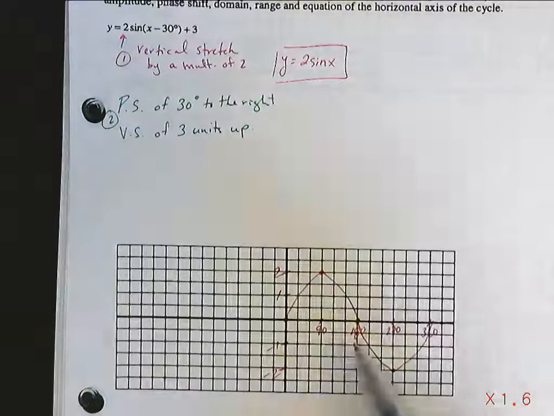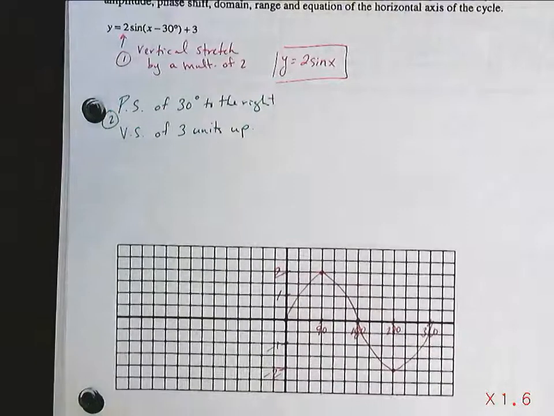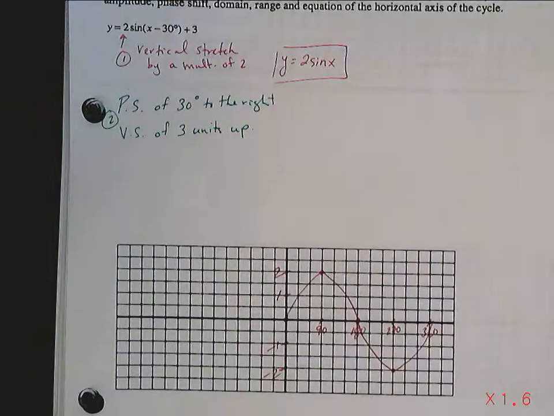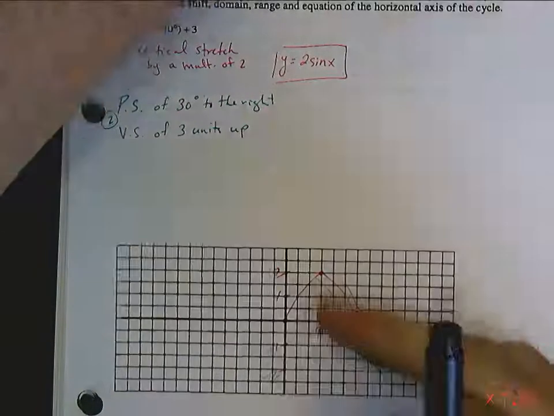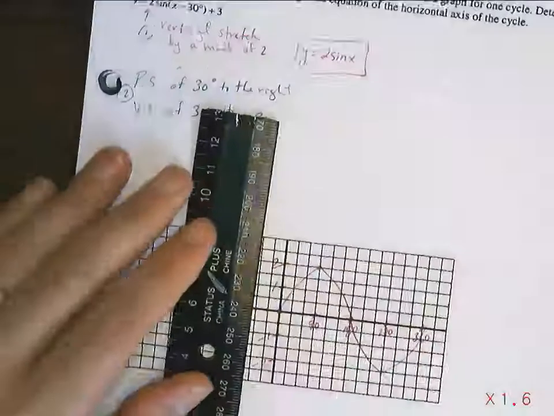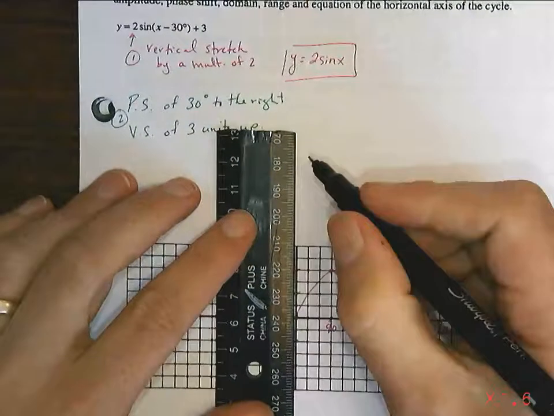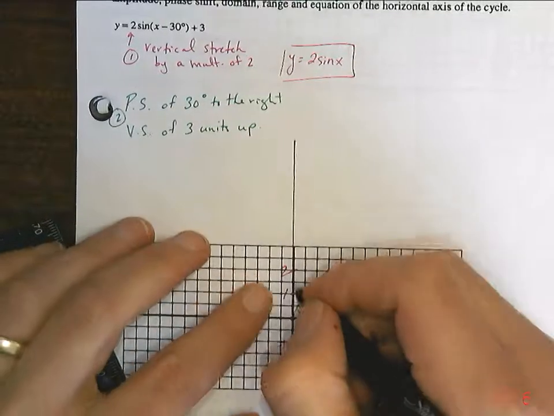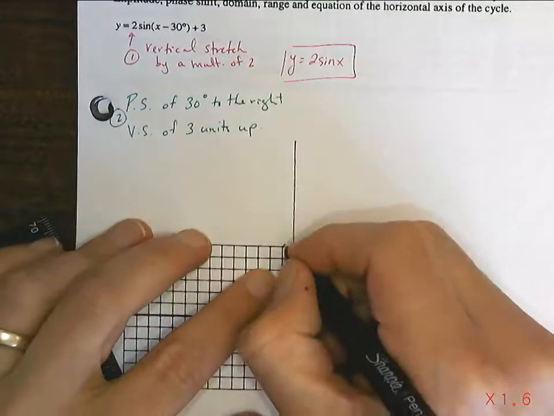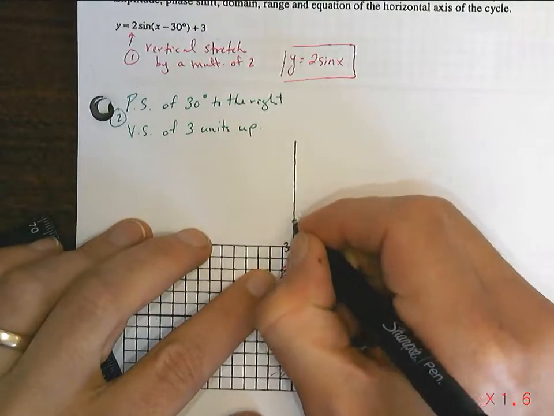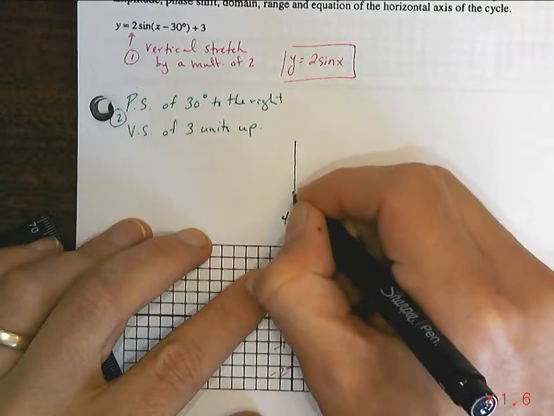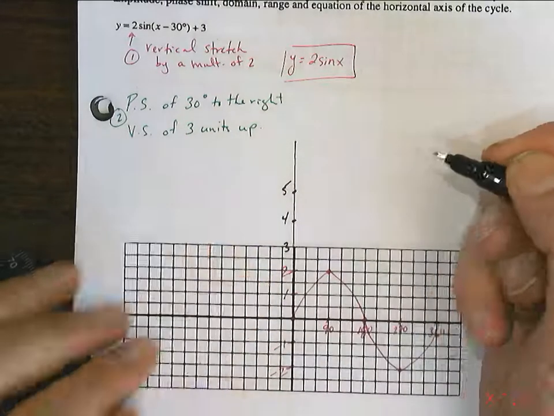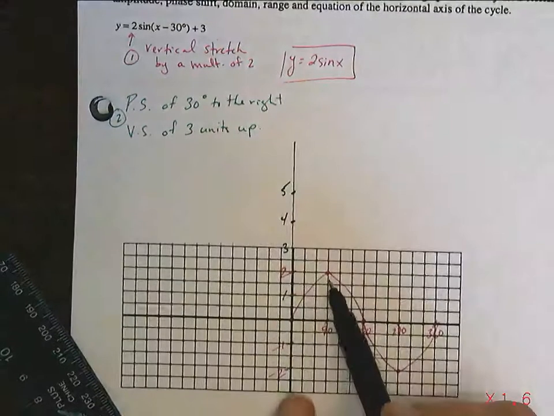What I'm going to do with this curve now is I'm going to do a phase shift of 30 degrees to the right, and I'm going to move it up 3 units. Now, for me to move it up 3 units, I'm in a bit of a pickle here because it's got to be able to move up 3 units. And I've gone outside my graph here. So that's 1, there's 2. That would be 3. That would be approximately 4. And that would be approximately 5. And I'm going to have to go up to 5 because notice I'm at 2 here.